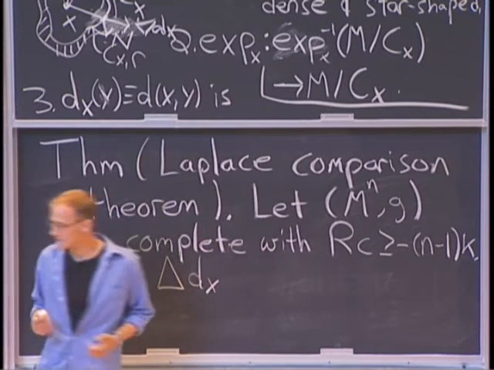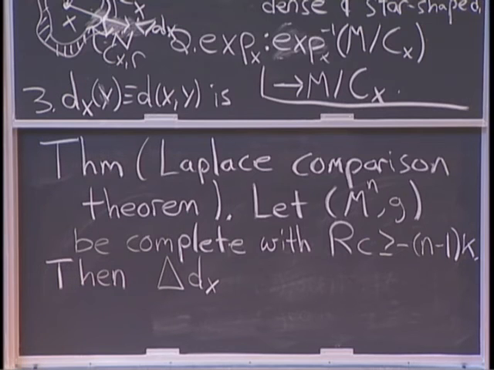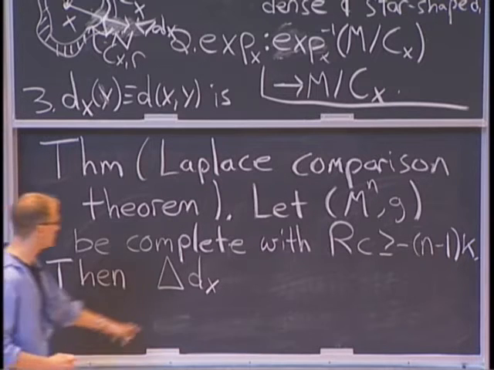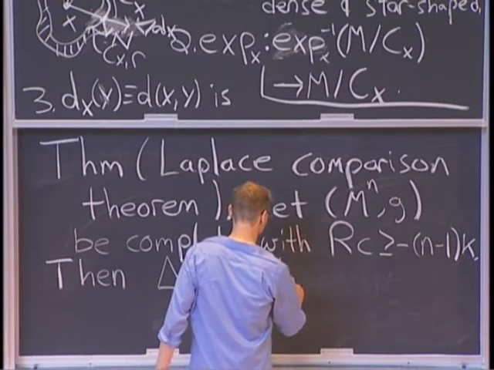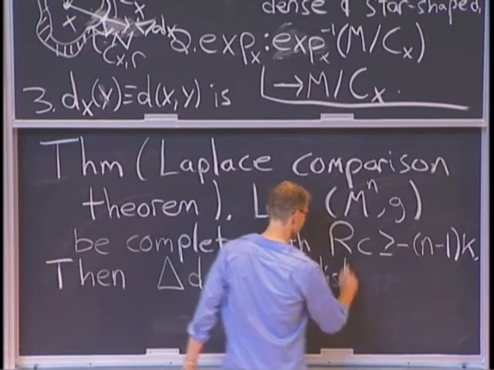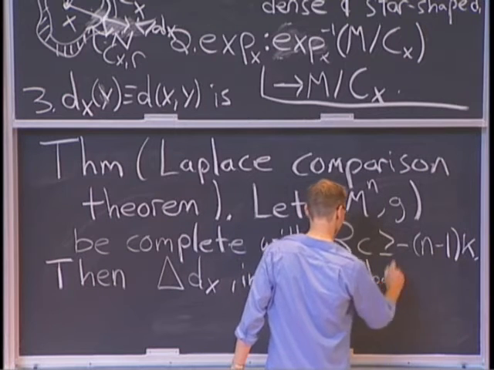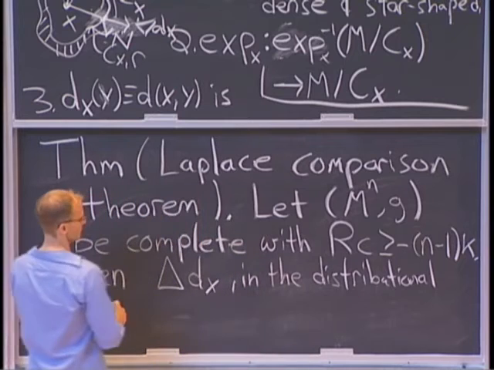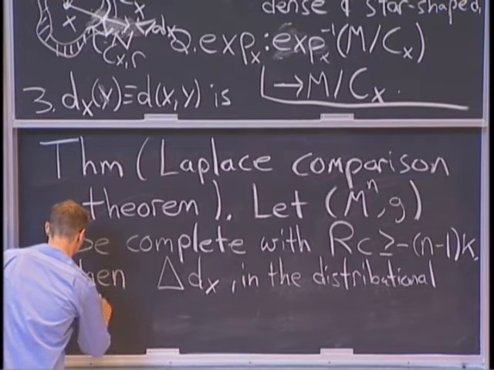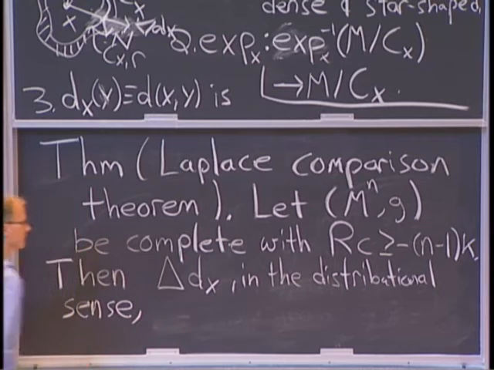And I could wave my hands past this point, but I decided that so many books wave their hands past this point that it should be done carefully somewhere in your life. So we're going to do this carefully. So the Laplacian of this thing, in the distributional sense, is not just any distribution. What's a distribution, right? It's something that acts on a smooth function and gives you a number.